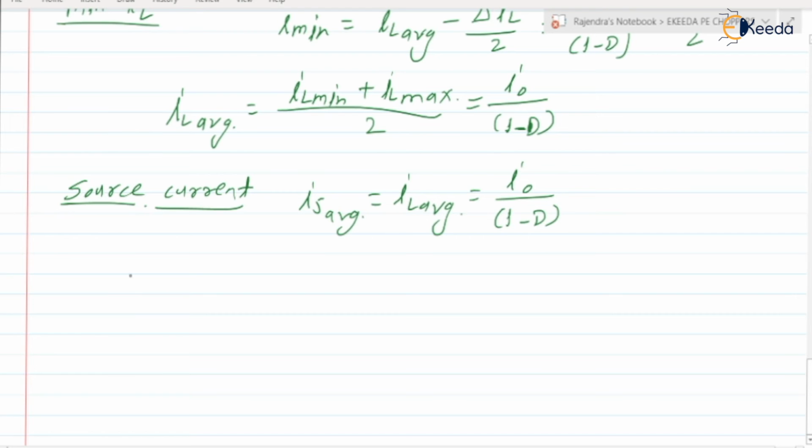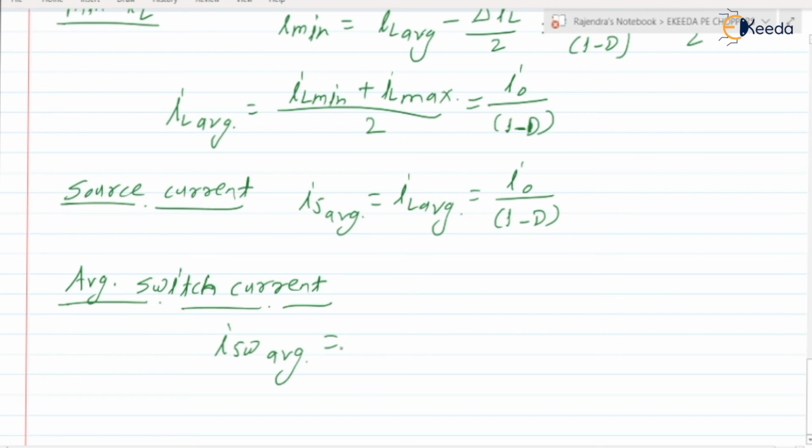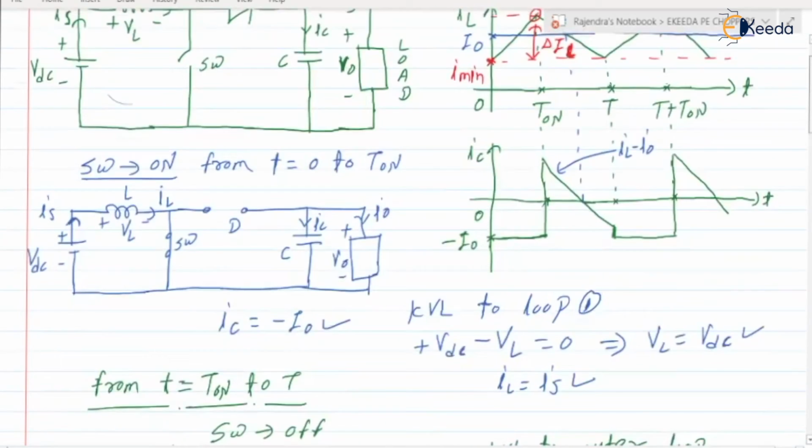Next, can we find ISW average, that is the average switch current. If you check the switch current during the on state, when the switch is in the on state, if you check the circuit, you will understand.